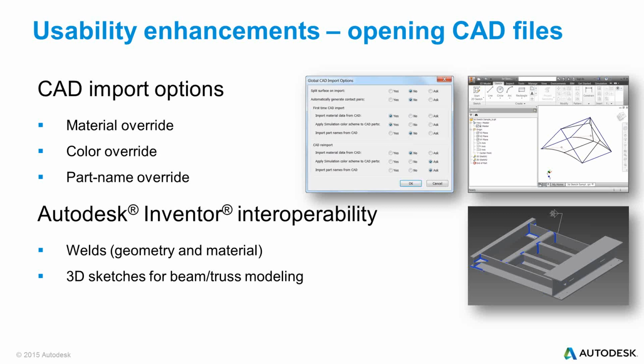Similarly, you can now import all of your 3D sketches from Inventor into Simulation Mechanical as construction objects, and you can reuse them for the basis of beam and truss geometry in a simulation. This improvement eliminates the need to 3D sketch objects in Simulation Mechanical, and therefore is a big time saver for Inventor users who prefer to design their beam skeletons in the 3D sketch mode inside of Inventor.